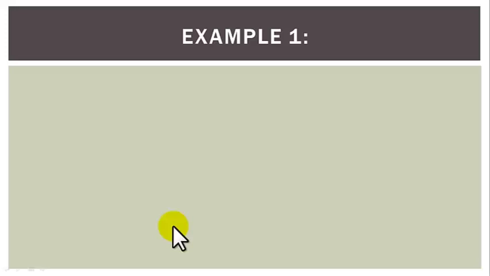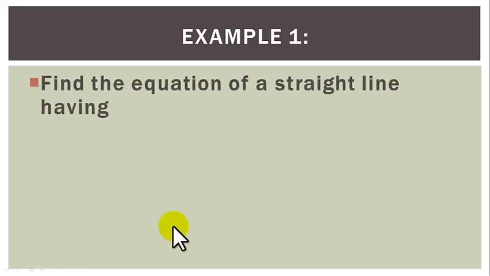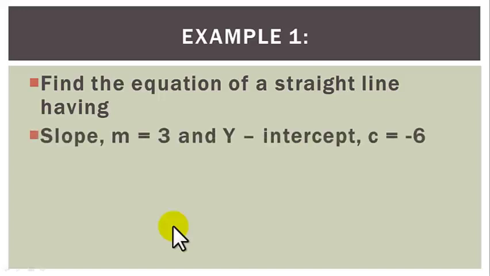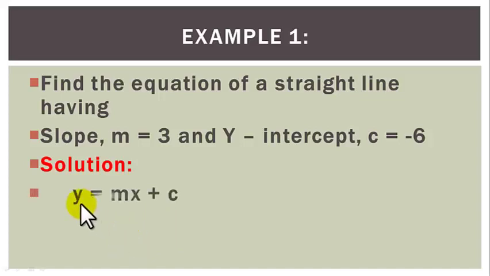Example 1. Find the equation of a straight line having slope m equal to 3 and y-intercept c equal to -6. Solution. Recall the slope/intercept form of the equation of a straight line, given by y equal to mx plus c. So putting m equals 3 and c equal to -6, we obtain y equals 3x minus 6.